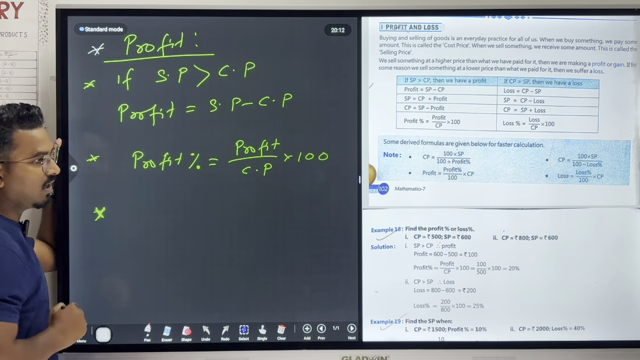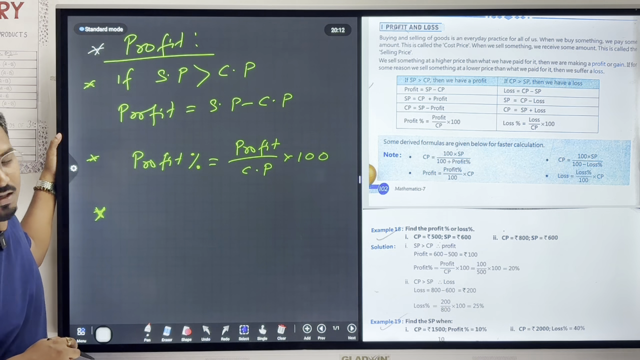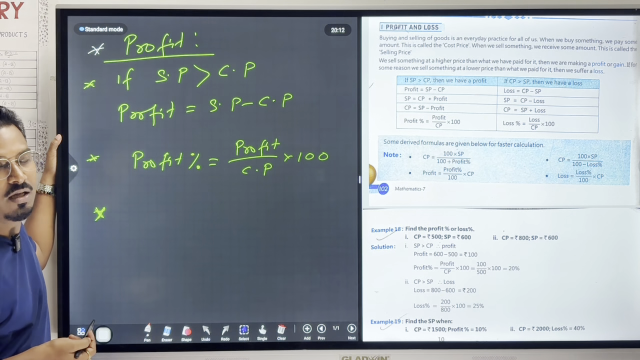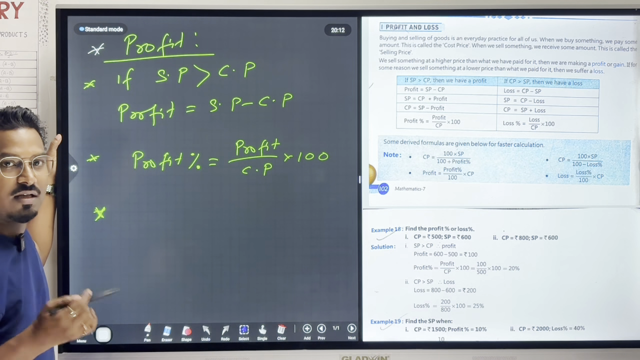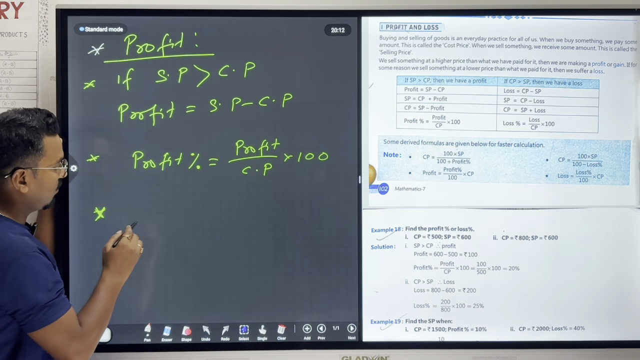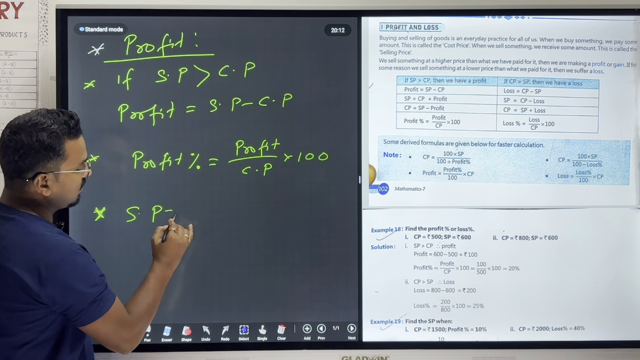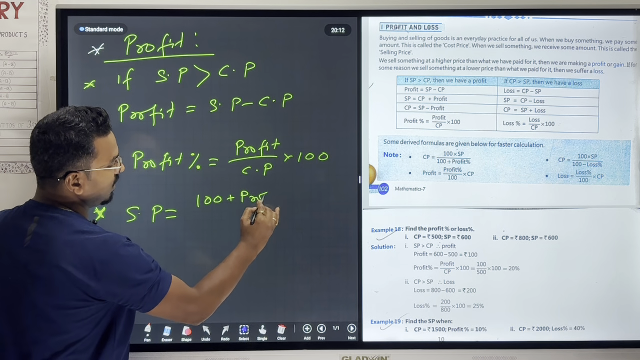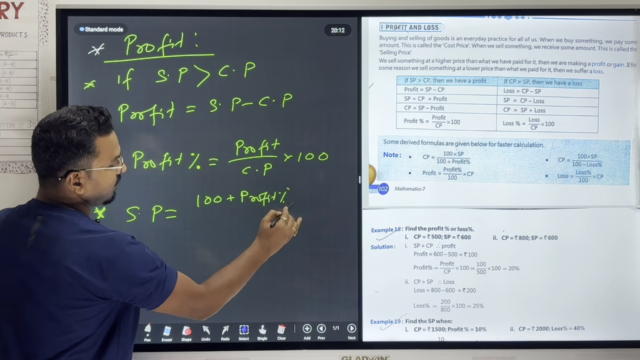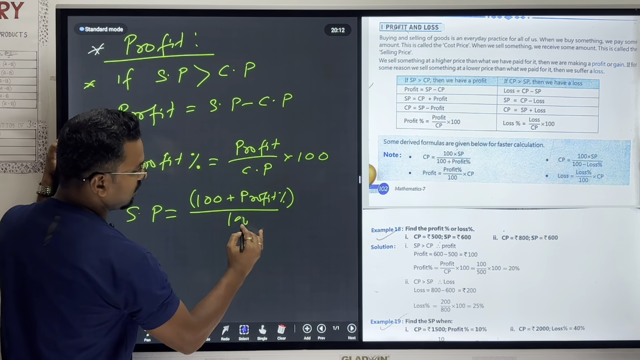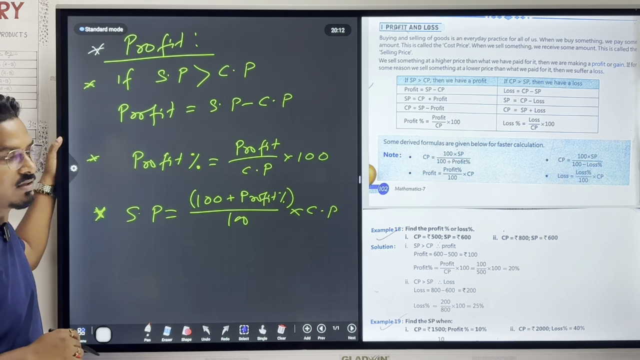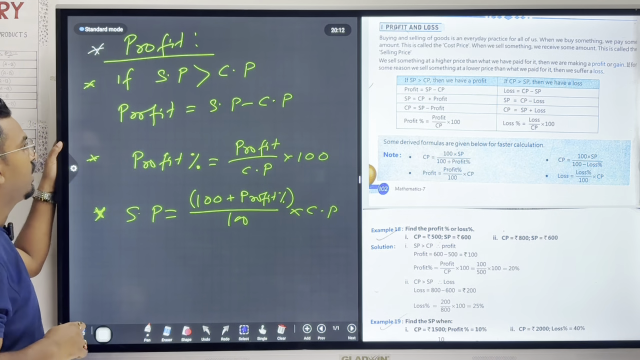Next we have selling price. There is another formula. If you have a profit percent, to find the selling price, the formula is selling price is equal to (100 plus profit percent) divided by 100, into cost price. So these are the formulas we will be using in exercise 8.3.